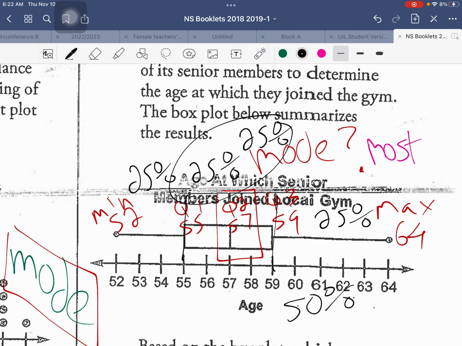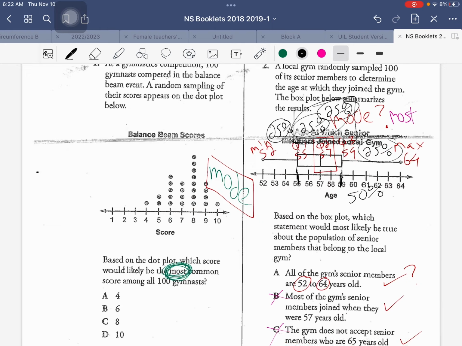From min to Q1 is 25. From Q1 to Q2 is 25. From Q2 to Q3, 25. And from Q3 to max, 25. So if you combine these two, because this is from 55 to 59, that's 50.